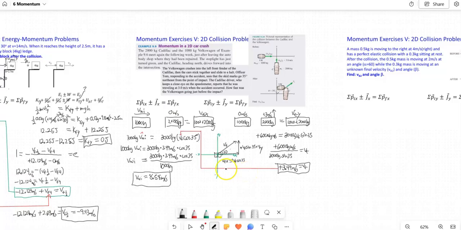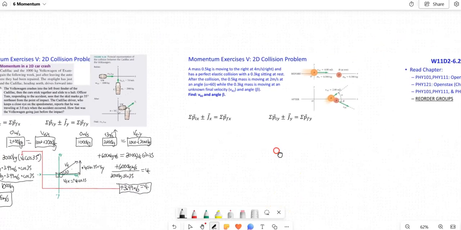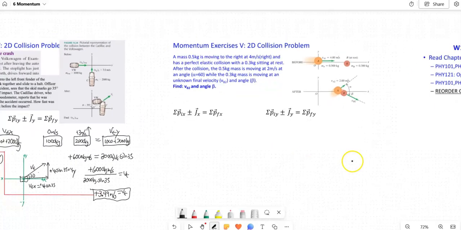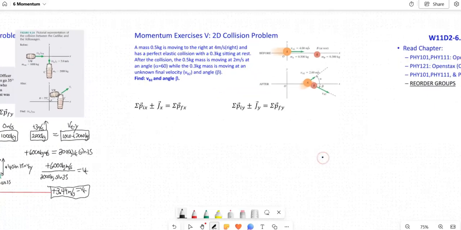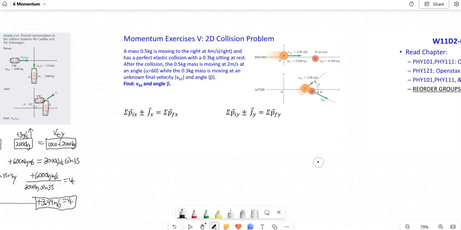Much easier. All right, let me show you how to do a two-dimensional elastic collision problem. So this is our last problem for this section. Now, elastic collision problems in two dimensions can be difficult.